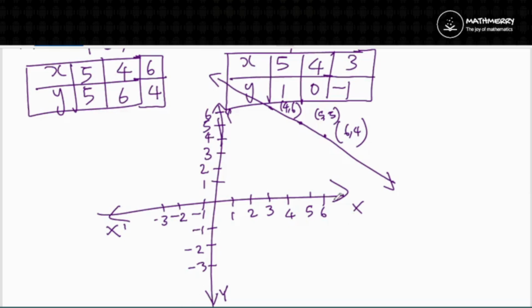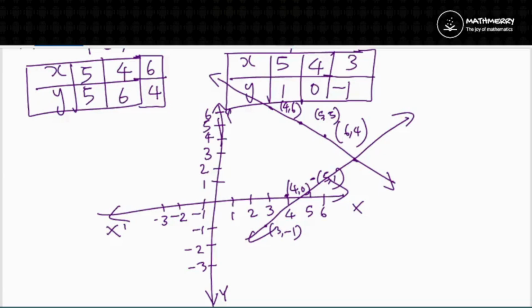Now for the second, we have 5 and 1. So the point will come here, 5 comma 1. Next is 4 comma 0, it is here. And then we have 3 comma minus 1, it will come here. Now we have to draw the graph through this, and it will intersect at one point.